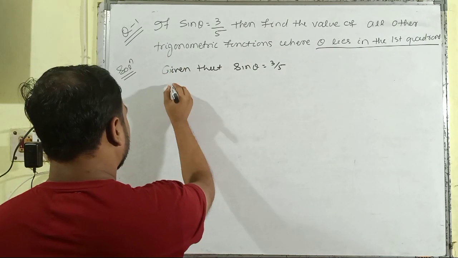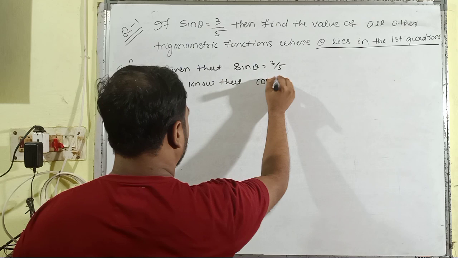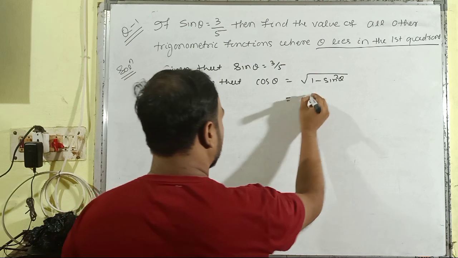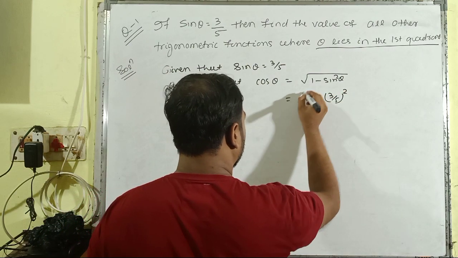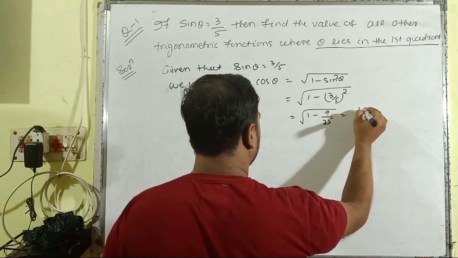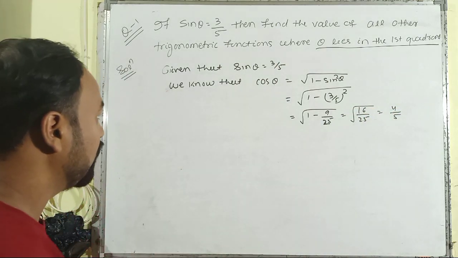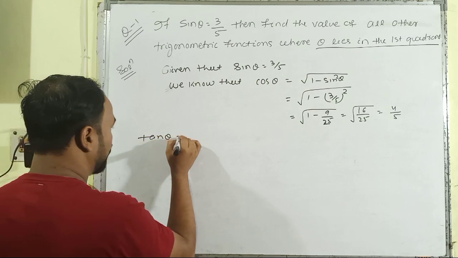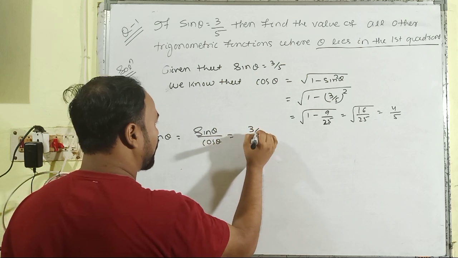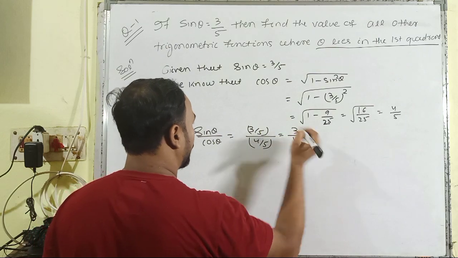And we know that cos theta is equal to the square root of 1 minus sin square theta, and it is 1 minus the square of 3 by 5. That means it is 1 minus 9 by 25, and it is the square root of 16 by 25, which is 4 by 5. Then the value of tan theta: tan theta is sin theta upon cos theta, that is 3 by 5 divided by 4 by 5, and it is 3 by 4.